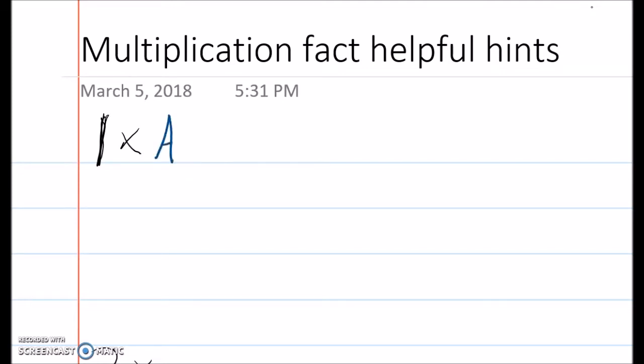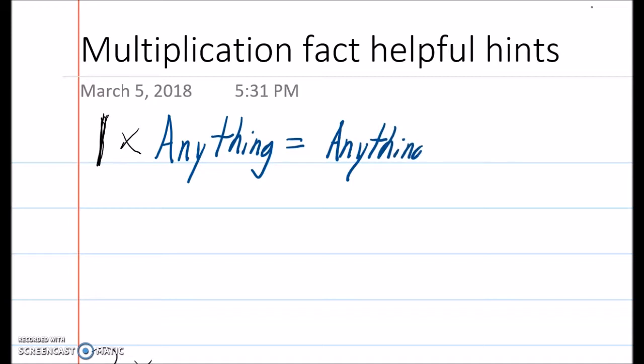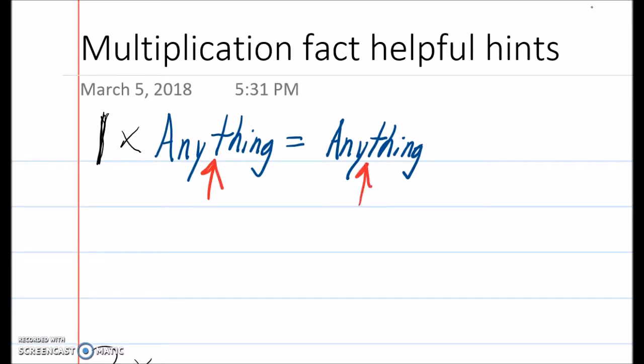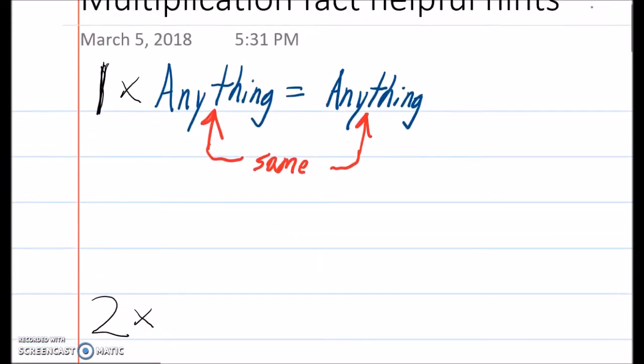So 1 times anything equals anything. Whatever this something is that I wrote down here, that's the same as this. Okay? So 1 times anything equals that same thing again. Okay? 1 is an easy one. I think all you guys got that.